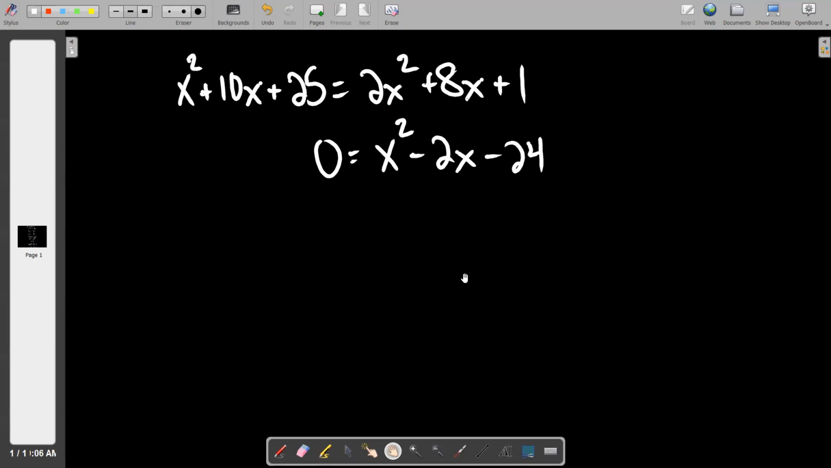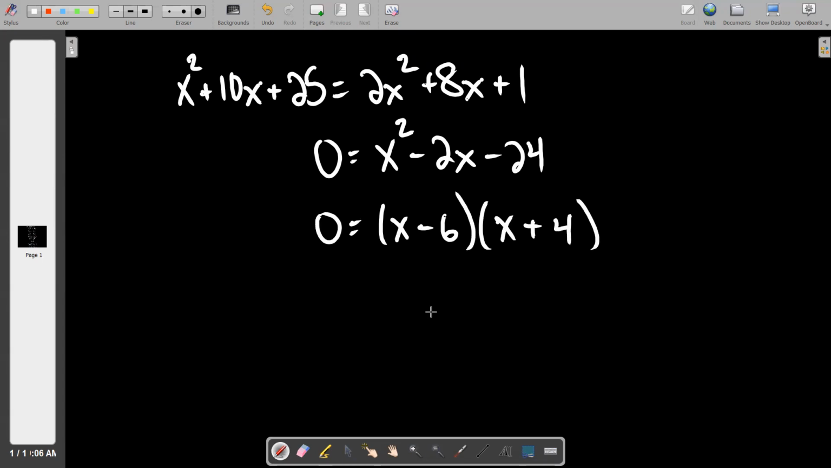Let's solve this. Let's factor this, and then I'll tell you the rules that make one of the answers not work. So I think it's obvious it factors into x minus 6 and x plus 4, right? What then are my answer candidates? Good.